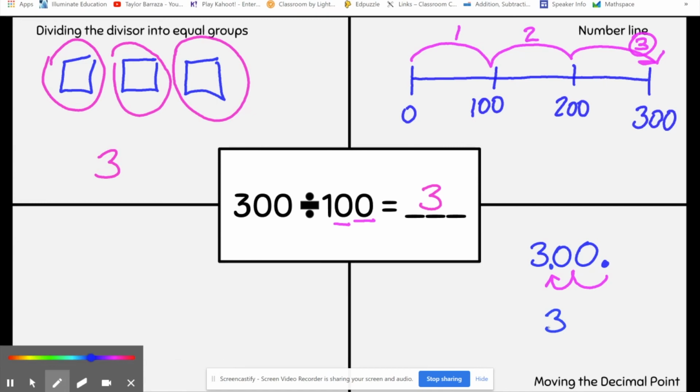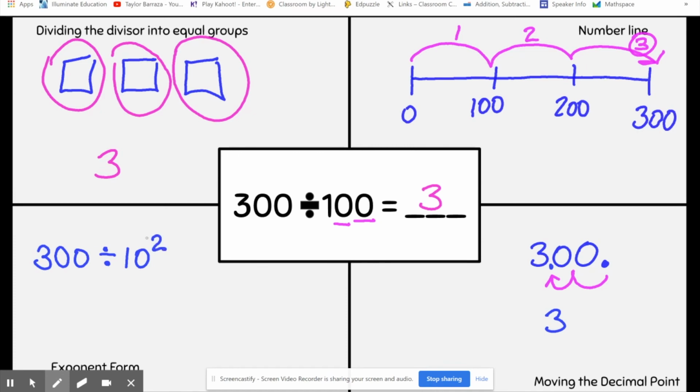When I'm showing the exponent form of this problem, I'm going to show that I divided 300 by 10 to the second power, because 10 to the second power is the same as 100. Please pause the video if you need to catch up on these notes. When you're ready, press play to see the next problem.